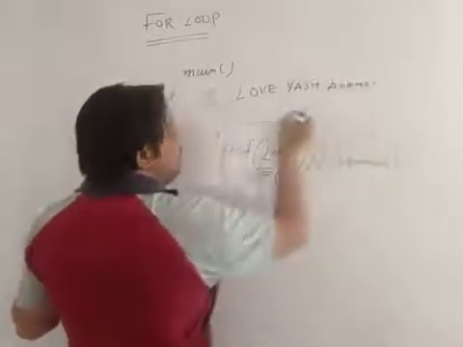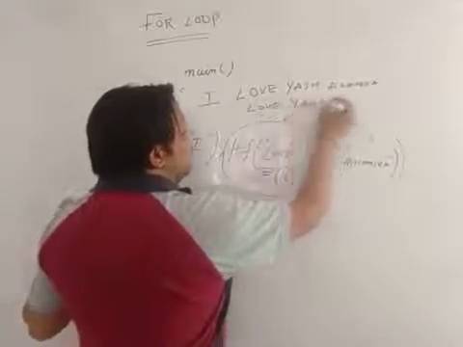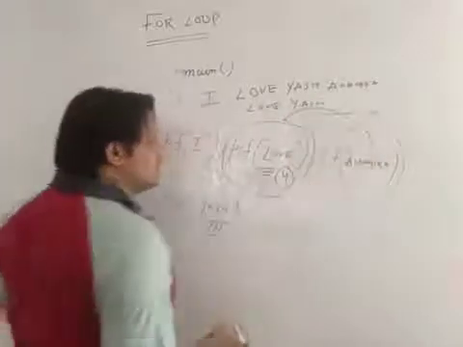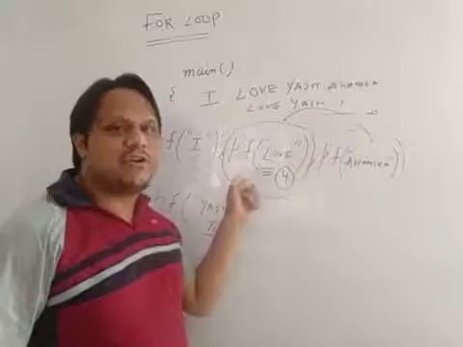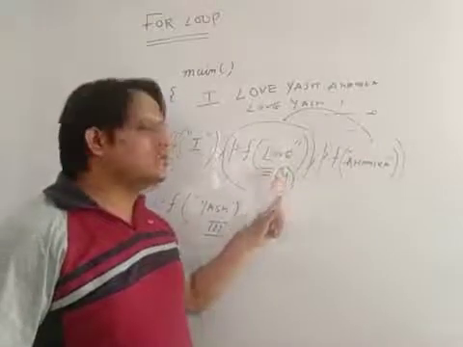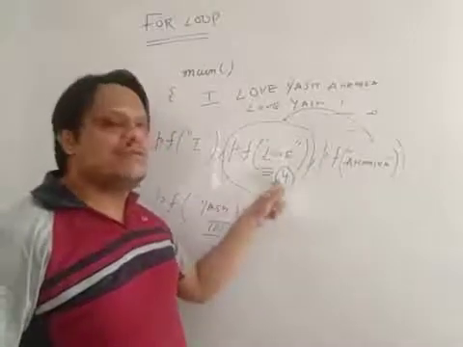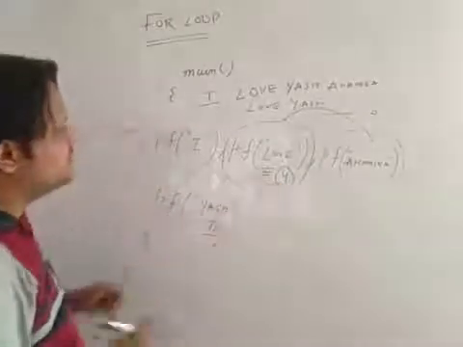It will print Anamika. So I love Yash Anamika. After that, it will again go to this. It will print love. And then again it will print Yash. Then again it will print Anamika. And so on. Because this condition is never going to be false. We are not updating this. This 4 remains constant. Every time we are checking the condition, we are not modifying this value 4. So what is the answer of this code?